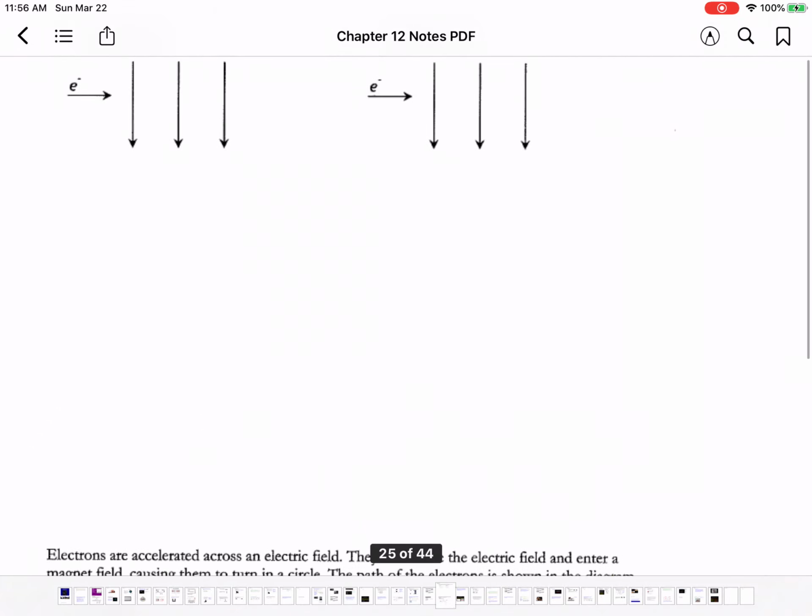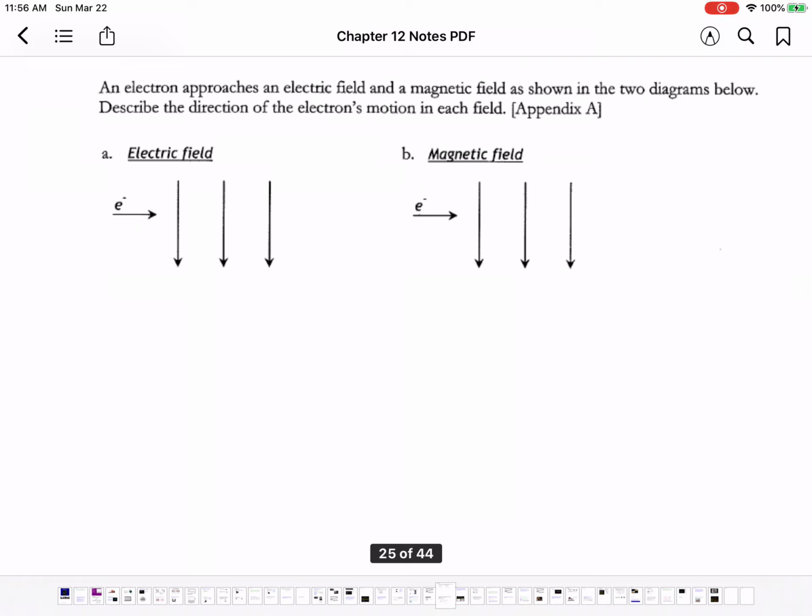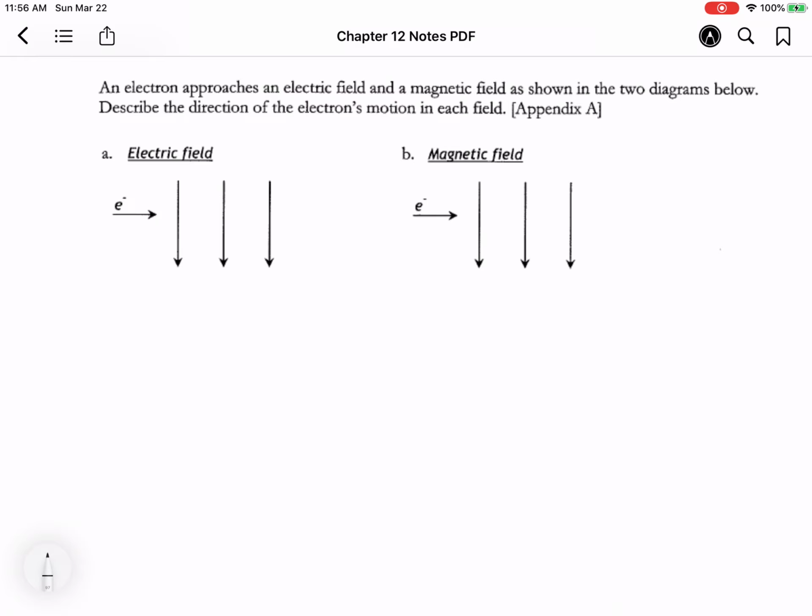All right, so what we're going to notice here is an electron approaches an electric field, and a magnetic field, as shown in the 2 diagrams below. Describe the direction of the electron's motion in each field. For an electric field, if the electric field is aiming down, that's the way a positive would go. So a positive would go towards a negative. Our electron is going to come in, and the force is always going to be up. So our electron's going to follow that path, just like parabolic motion, right?